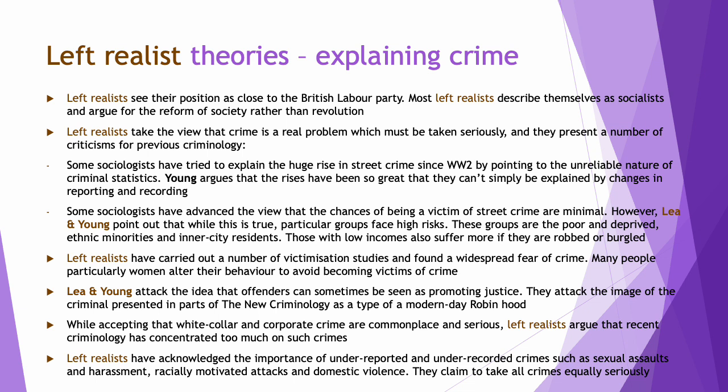Some sociologists have tried to explain the huge rise in street crime since World War II by pointing to the unreliable nature of criminal statistics. Young argues that the rises have been so great that they can't simply be explained by changes in reporting and recording. Some sociologists have advanced the view that the chances of being a victim of street crime are minimal. However, Lea and Young point out that while this is true, particular groups face high risks. These groups are the poor and deprived, ethnic minorities, and inner city residents. Those with low income also suffer more if they are robbed or burgled.